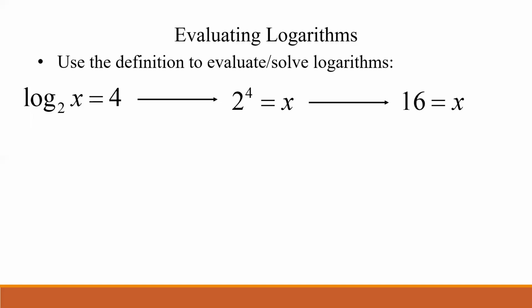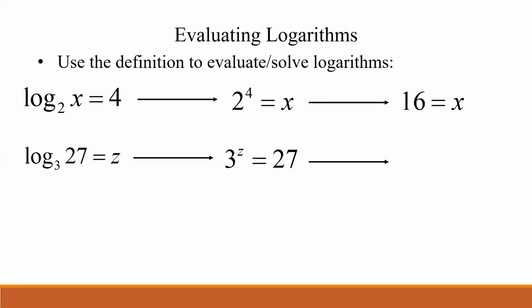And that's that. Okay, how about this one? What if I have log base 3 of 27 equals z? Again, writing it as an exponential, I can say 3 to the z power equals 27. And you can just think to yourself, 3 to the what power is equal to 27? Well, we know 3 to the 3rd, so z must be equal to 3.